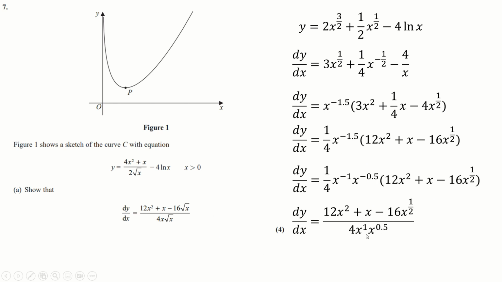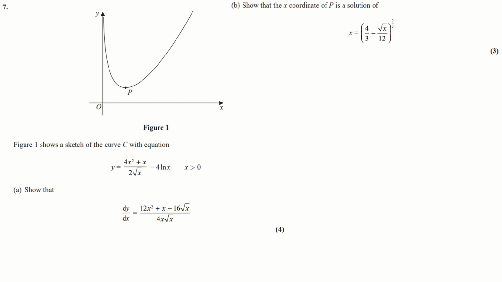If I see a power of a half, I'll just write it as a root. And I end up with what they wanted me to get. There were better ways of doing that. Using quotient rule is not one of them, just because it never is.